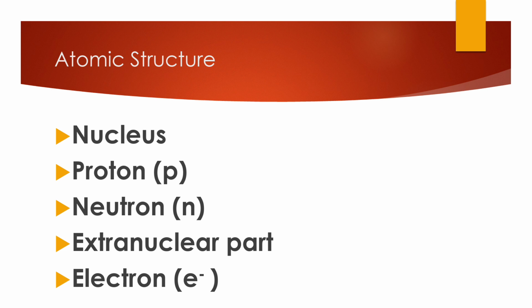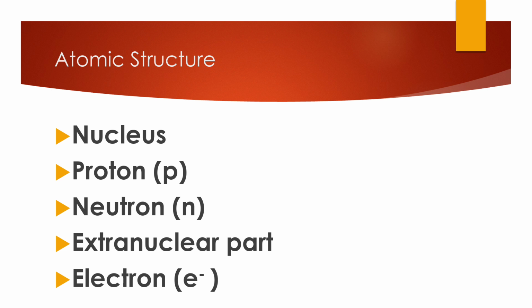The number of protons in the nucleus of an atom is the atomic number of that element, and it is denoted by Z. So, if in an atom there are 7 protons, then the atomic number of that element is Z equal to 7. Suppose one atom has one proton in the nucleus. What will be its atomic number? Z will be 1.